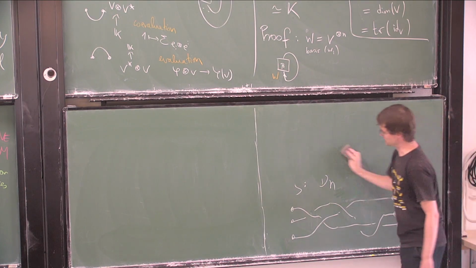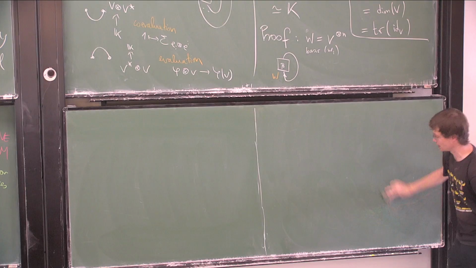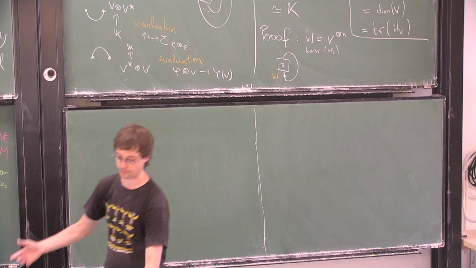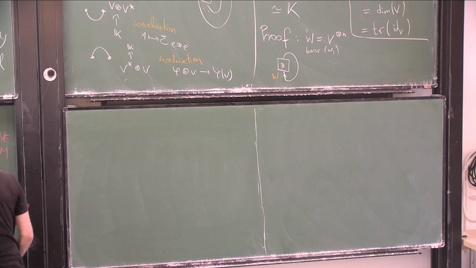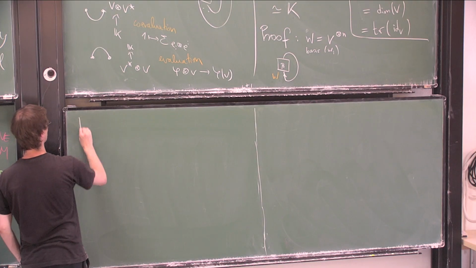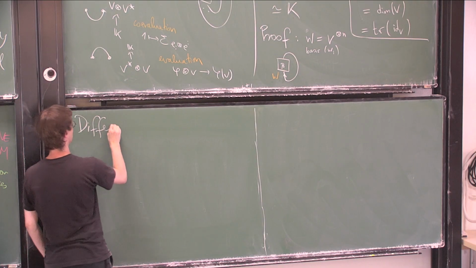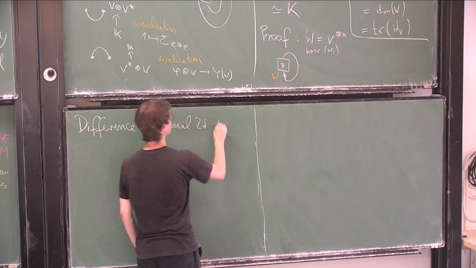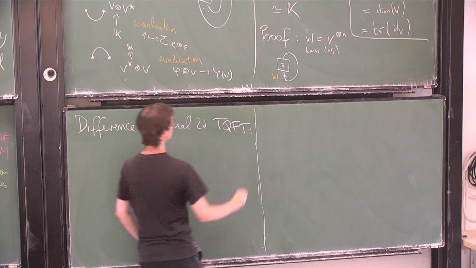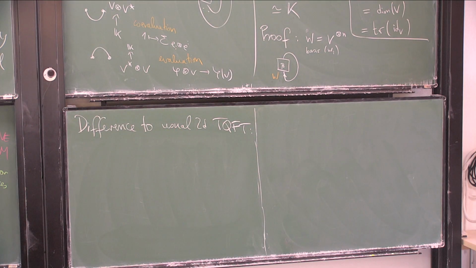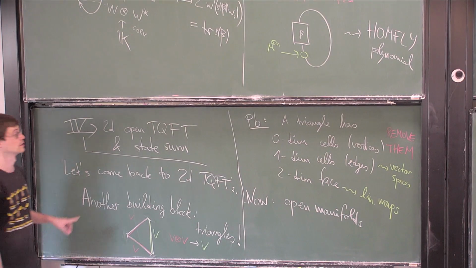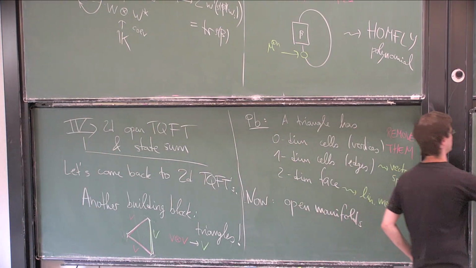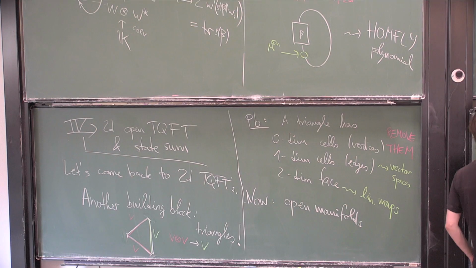And so there's one really interesting remark, which really shows how it's different from the usual 2D TQFT. The big difference now is that this multiplication is not commutative.